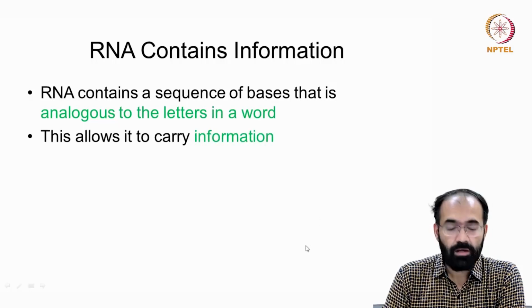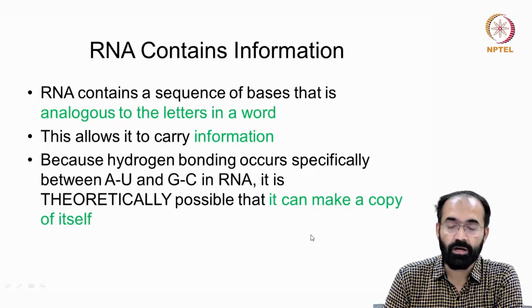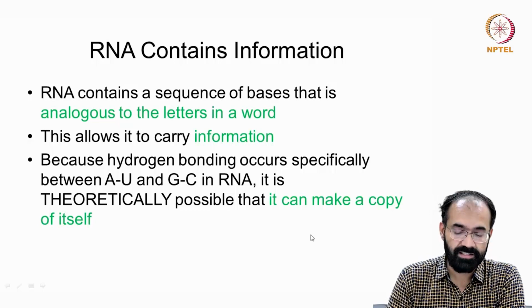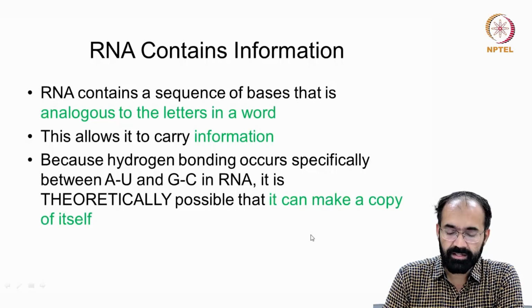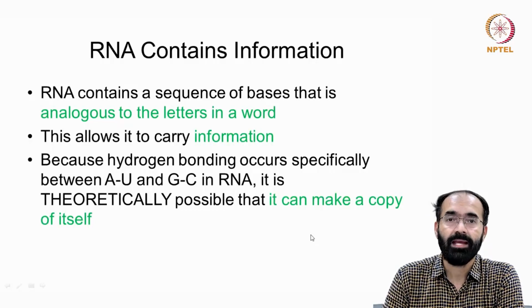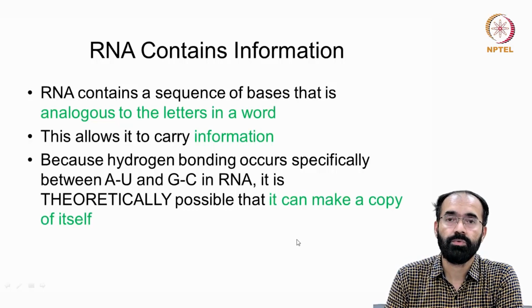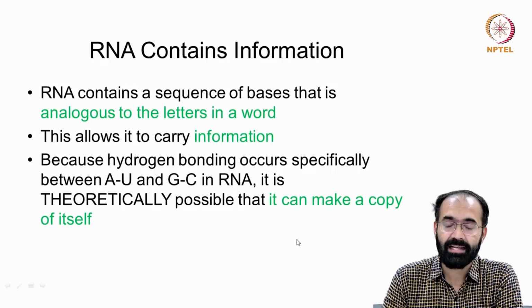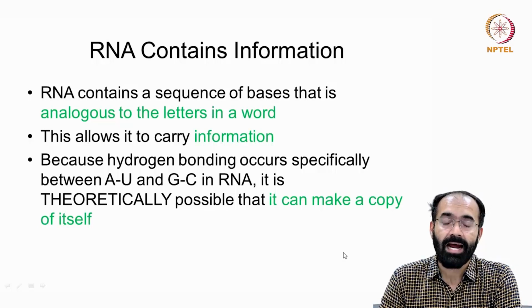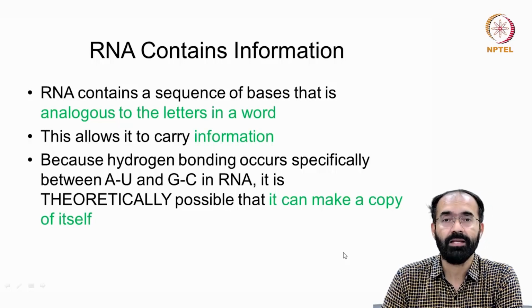And this also allows it to carry information, because of the hydrogen bonding that occurs specifically between A and U and between G and C. AU is a double bond, GC is a triple bond, and it is always theoretically possible that it can make a copy of itself, because A can pair with U, G can pair with C. So a stretch that has A, C, C, U, G, C, C, something like that, can make a complementary copy. That means it can attract another nucleotide and pair it, and it can make a copy of itself. That will be a mirror image.